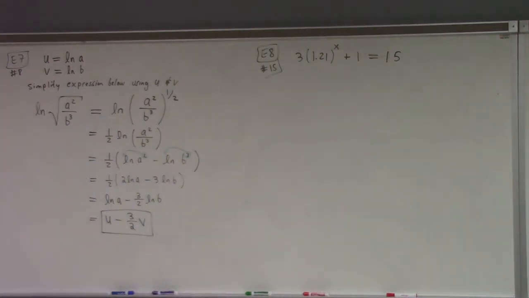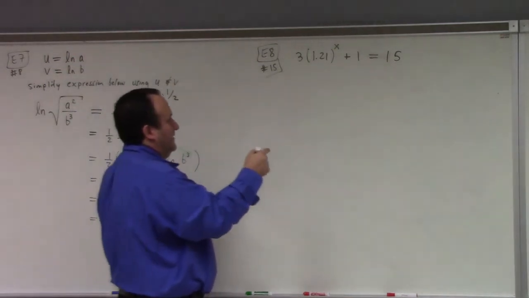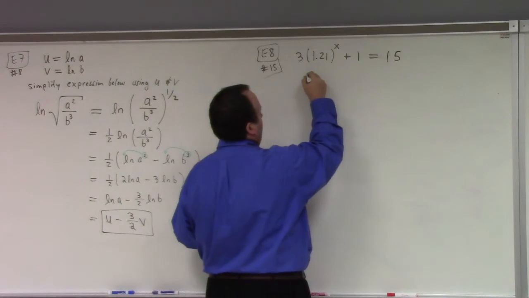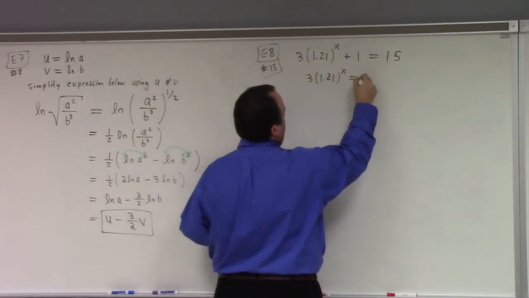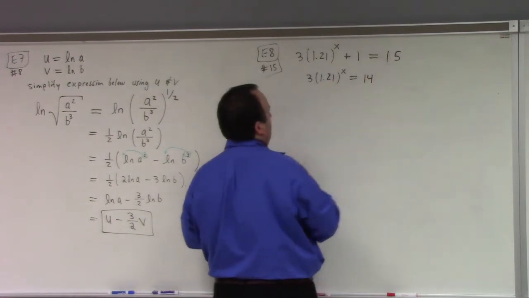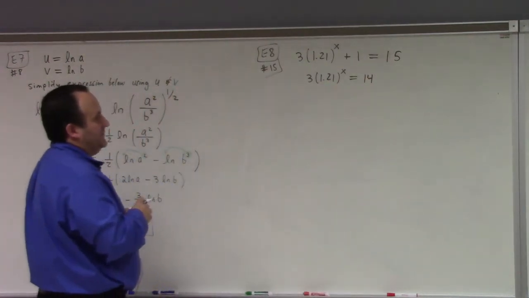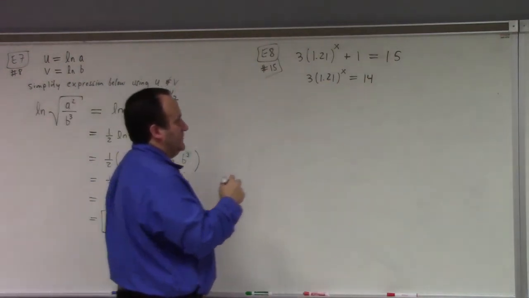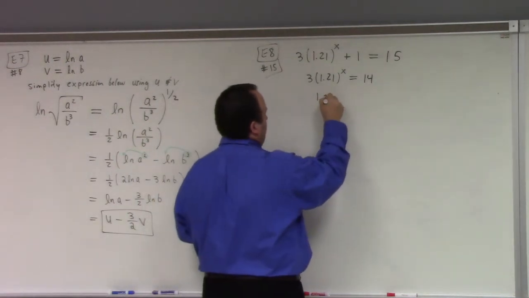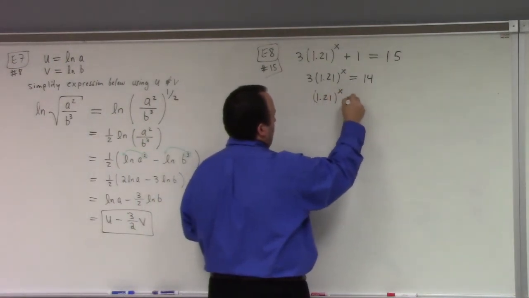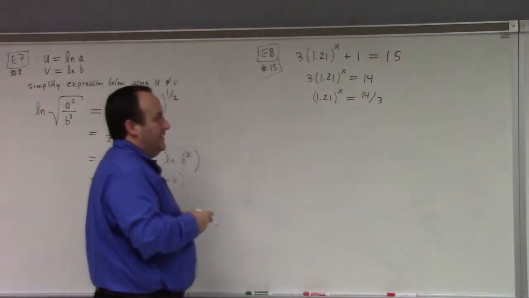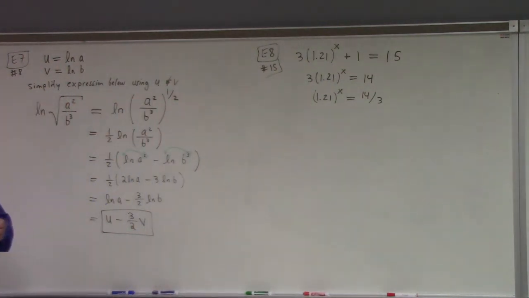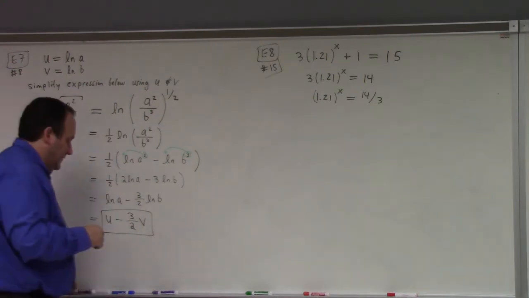All right. How do you solve this? Well, subtract 1 to the other side would be what I would do. And then I would have 3 times 1.21 to the x equals 14. And then I suppose if we divide by 3, that's kind of the nicest way to do this one. 1.21 to the x equals 14 over 3. And then I'll just hit both sides with the natural log, and that'll give me the answer basically.